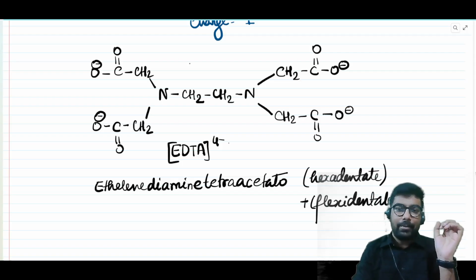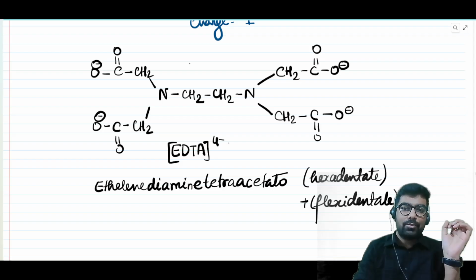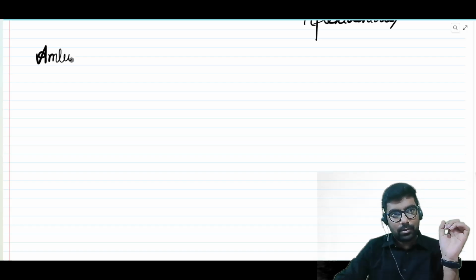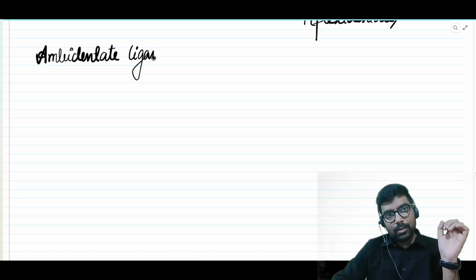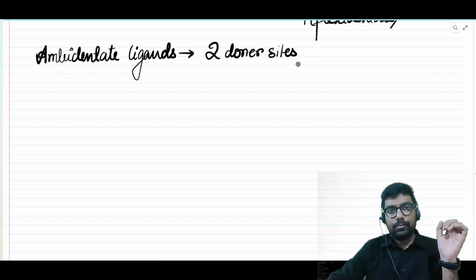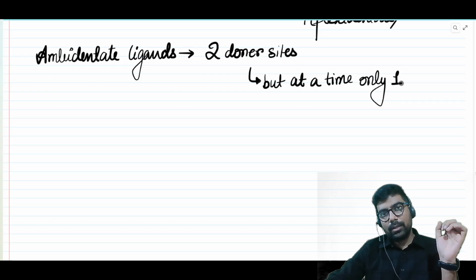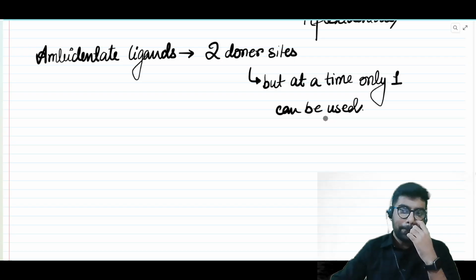Just a quick reminder, what are ambidentate ligands? Ambidentate ligands are a type of ligand in which there are two donor sites, but only one donor site can be used at a time. Okay, so let's start off.